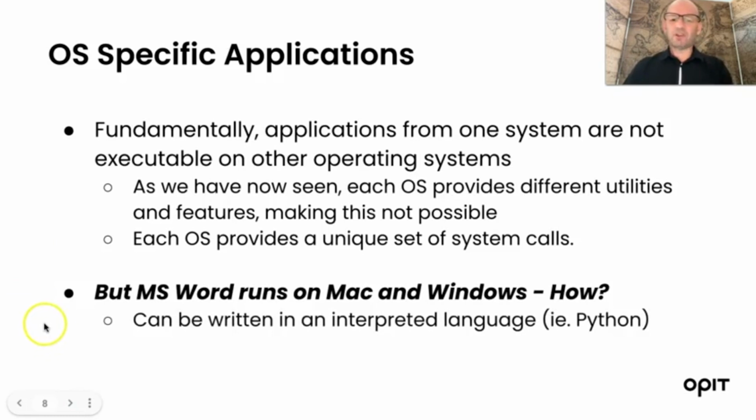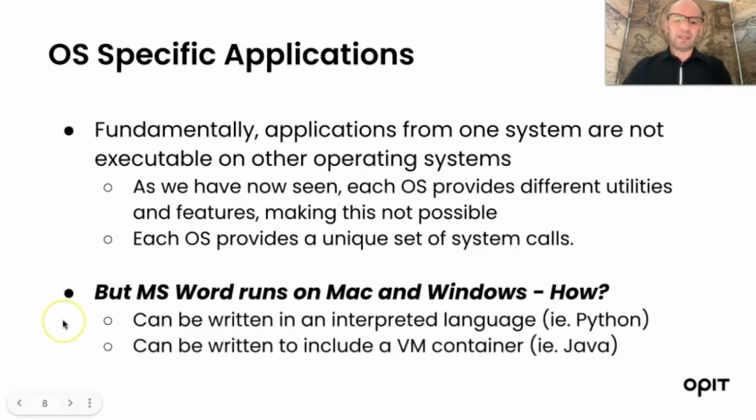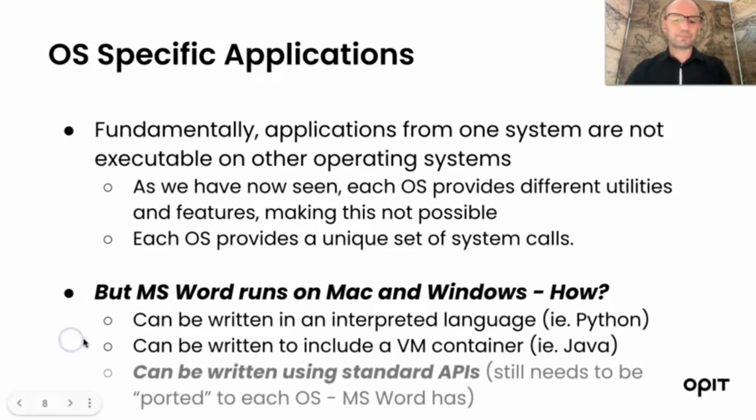So they can be written in an interpreted language, for example, Python. And they can be written to include a VM container. So for example, Java. So we have what's called a JVM, or a Java virtual machine, where an application can run inside of that, what they call a sandbox. And can be written using standard APIs, but it still needs to be ported to each operating system. So somebody has to go in and actually make sure that the API calls are correct.